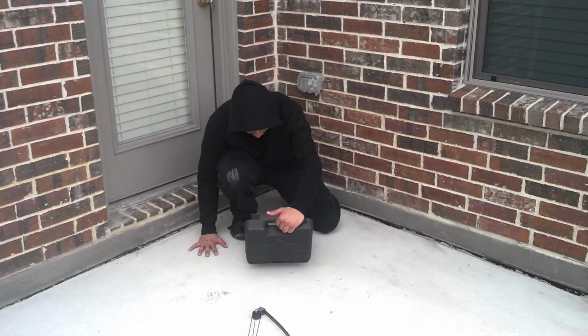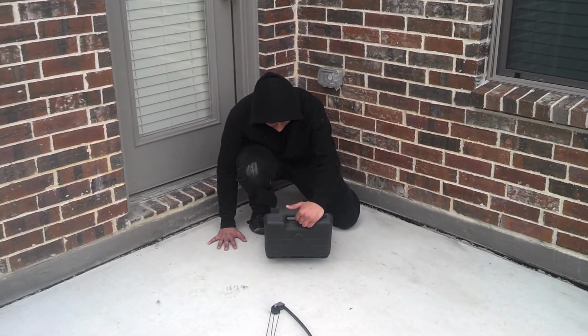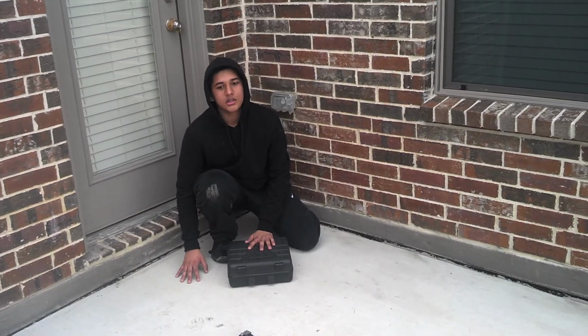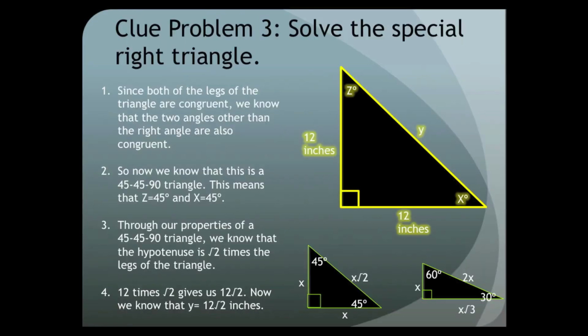To get the keys to the house, answer this geometry problem. Here we go again. Solve the special right triangle. Refer to the diagrams at the bottom right of the screen if assistance is needed.